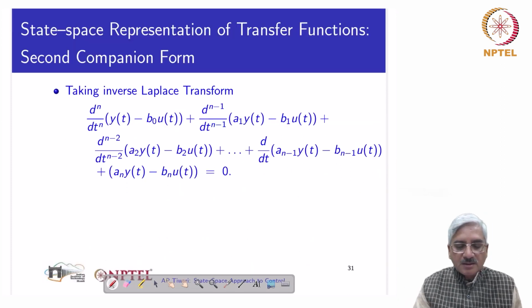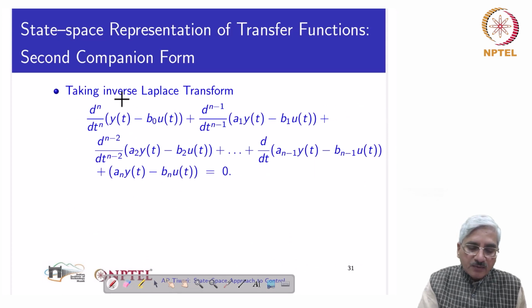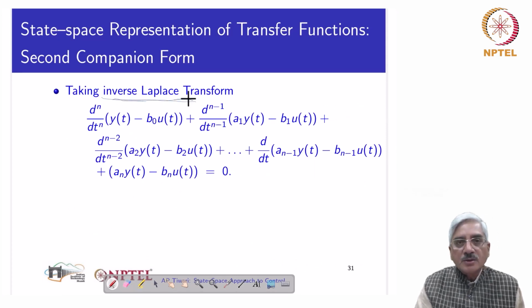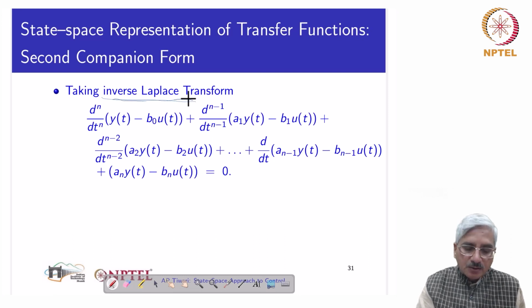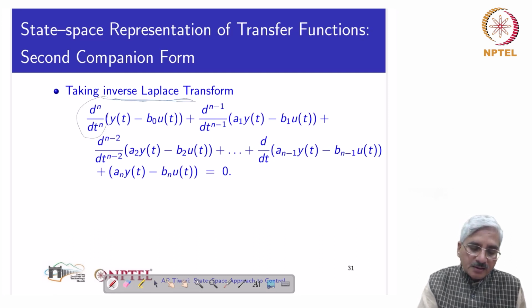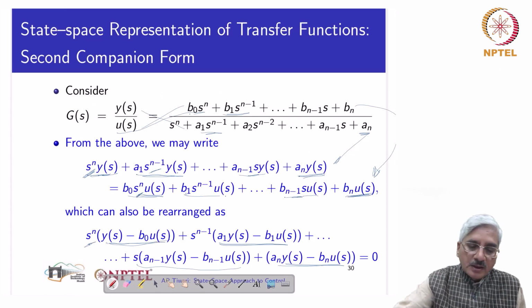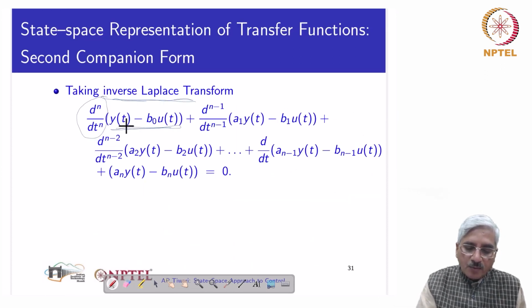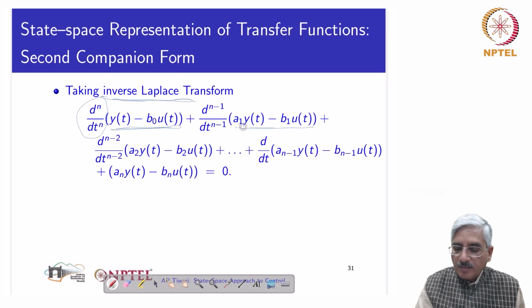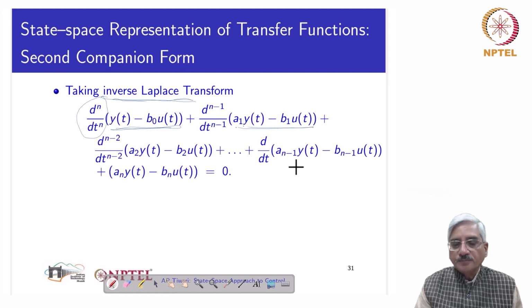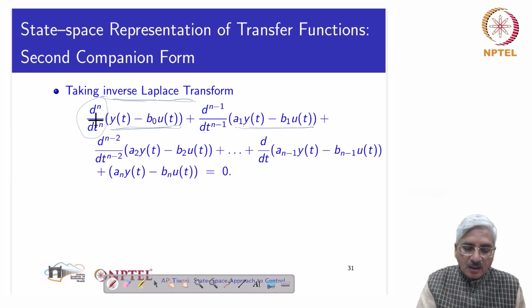And now after this, we take the inverse Laplace transform. So terms containing the product of s^n with a variable are converted into the nth derivative of the variable. The term like this, s^n Y(s) minus b0 U(s), will give the nth derivative of y(t) minus b0 u, then the (n-1)th derivative of a1 y(t) minus b1 u, and so on. So we get an nth order differential equation whose terms are like this.